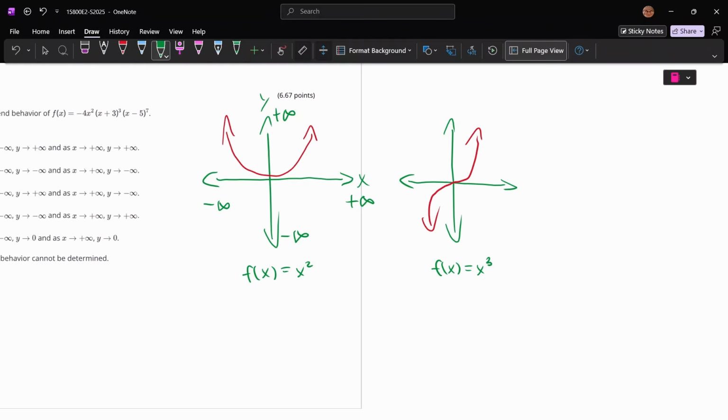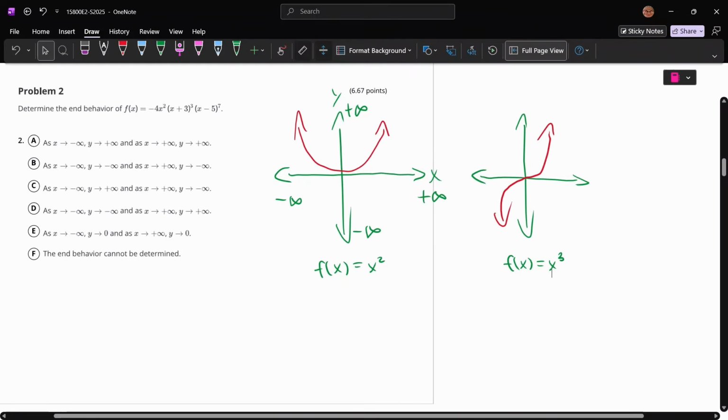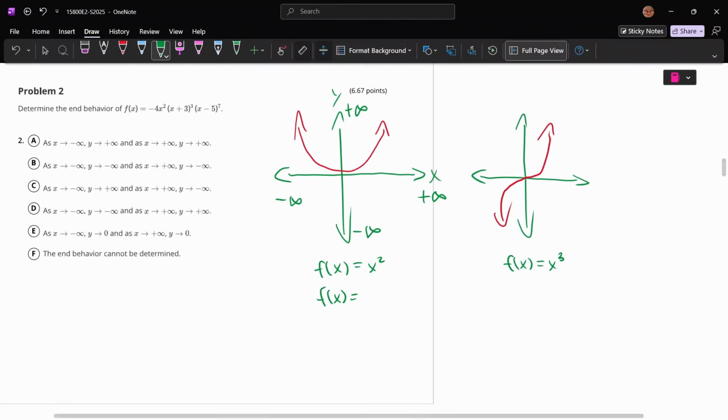Another thing to keep in mind is that whether the function is positive or negative is also going to have an impact on the direction. So in this case, let's say we had f of x is equal to negative x squared. Then instead of looking like this, the parabola would end up looking something like this. So the same behavior, but instead of going up, it's going down.